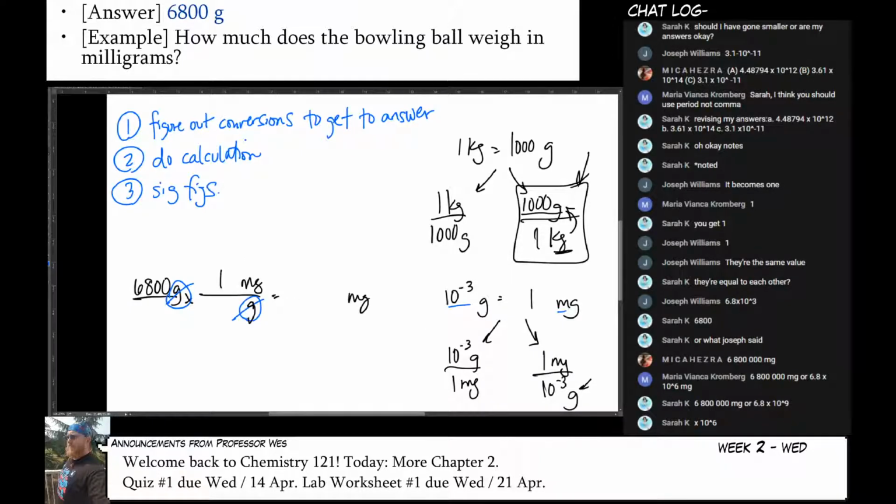So 1 milligram is 10 to the minus 3 grams. Now that's a weird place to put a decimal or a negative exponent, so don't be afraid of that. Just when you type it in your calculator, use parentheses. So your calculator commands would be something like 6800 divided by parentheses, and then you would hit 1 times 10 caret negative 3 and hit enter. Now, depending on your calculator, this command may be different.